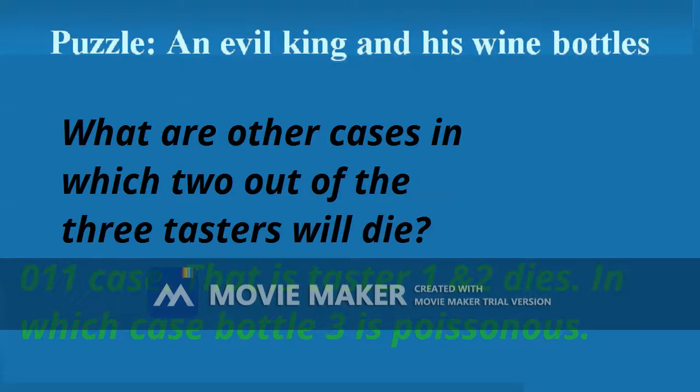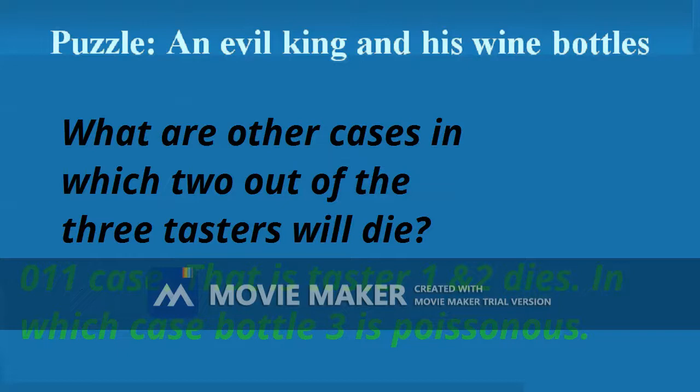Can you guess what other cases are in which 2 out of the 3 tasters will die? There is one more case, that is the 0, 1, 1 case. That is, taster 1 and taster 2 die. Previously, we explained the cases 101, fifth bottle, and 110, sixth bottle. Now in this 011 case, 2 testers will die.